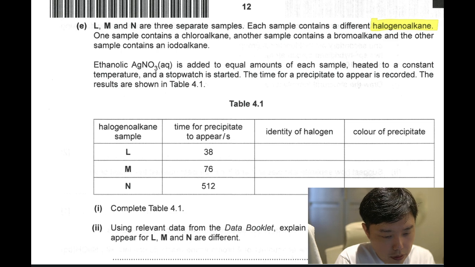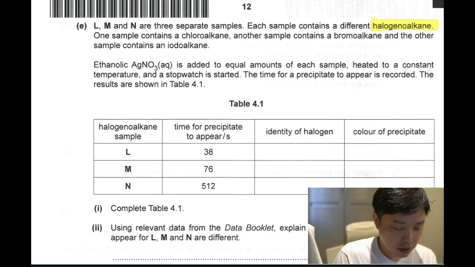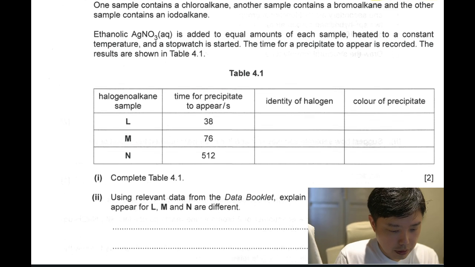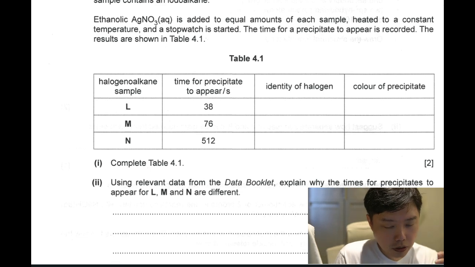Ethanolic silver nitrate is added to each sample heated to a constant temperature. Stopwatch started. Time for precipitate to appear is recorded. The results are shown in table 4.1. So you see, the longer it takes for the precipitate to appear, the stronger the C-X bond. Obviously, the shorter the time taken, the weaker the bond.